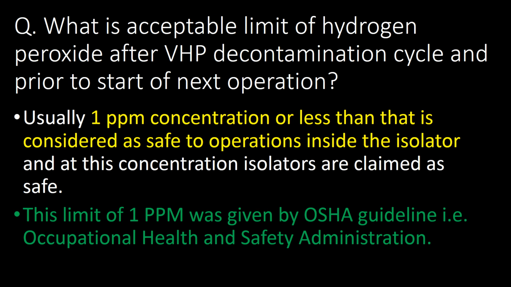What is acceptable limit of hydrogen peroxide after VHP decontamination cycle and prior to start of next operation? Usually 1 ppm concentration or less than that is considered as safe to operations inside the isolator, and at this concentration isolators are claimed as safe. This limit of 1 ppm was given by the OSHA guideline.